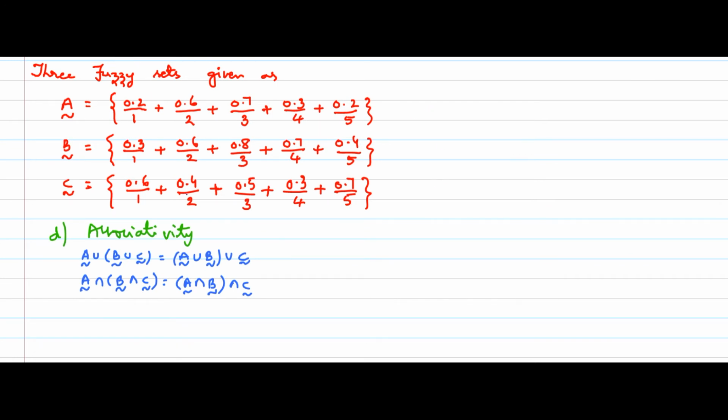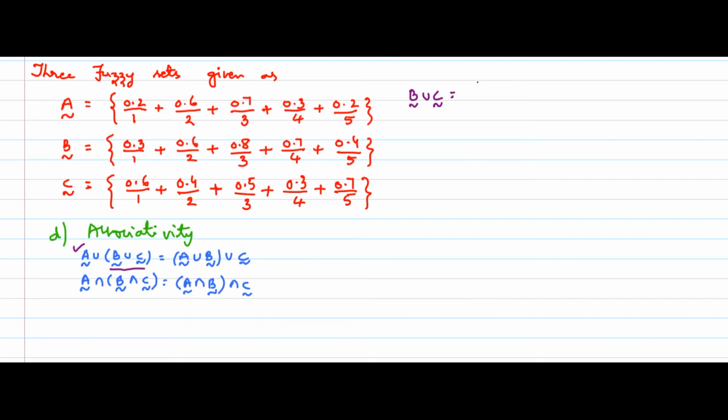Coming to D problem, so this is associativity. We have already seen the union part. So now let me take directly B union C. I want to solve the first one, A union of B union C is equal to A union B union C. First I will solve the bracket part, B union C, and then I will go ahead with A union of B union C. Okay, so simply B union C.